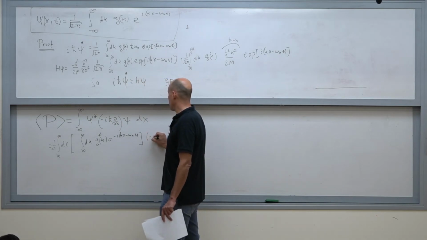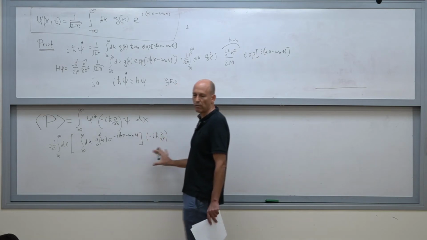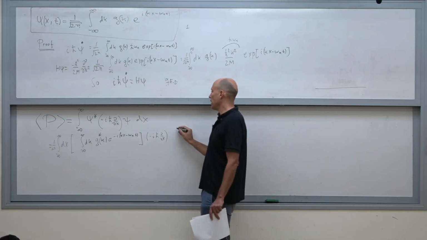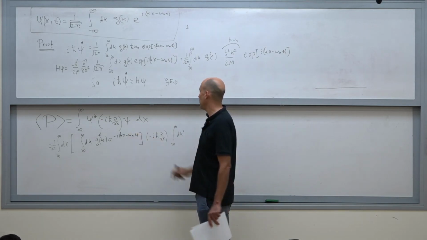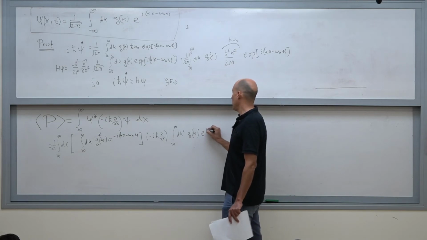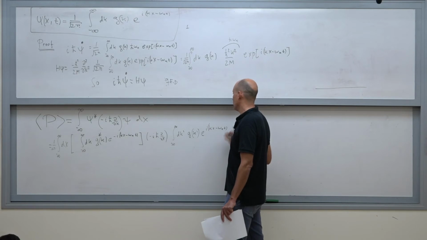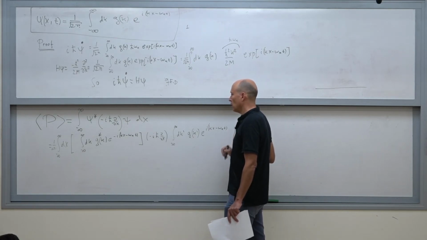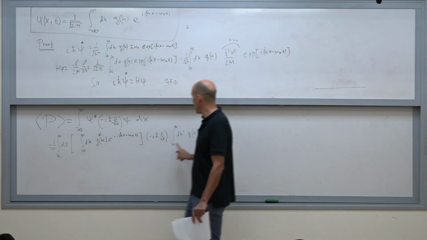Then I have to take the derivative, because that is the momentum operator, because I'm calculating the average momentum now. And then I have another integral, dk prime, this is this psi, gk prime, e^(i(k'x - omega_k' t)). Wonderful. We have here three integrals: over x, over k, and over k prime.